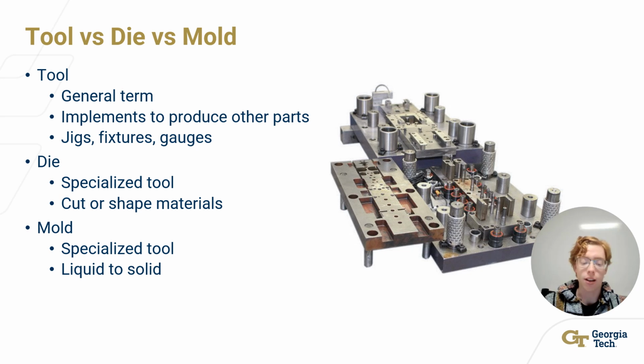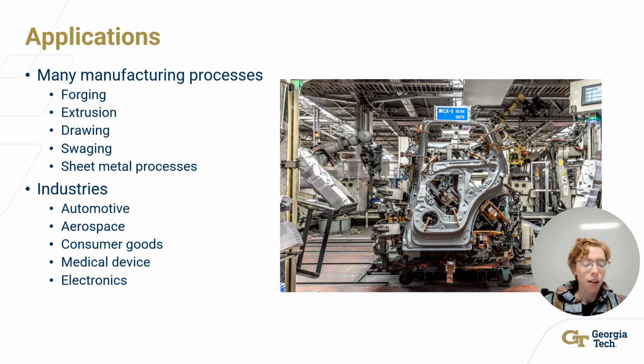The photo on this slide is an example of a die. Dies have a wide variety of applications. Many manufacturing processes involve the use of a die. Examples of manufacturing processes that require dies are forging, extrusion, drawing, swaging, and most sheet metal processes. Because of the number of processes that use dies, dies have applications in most industries in manufacturing.